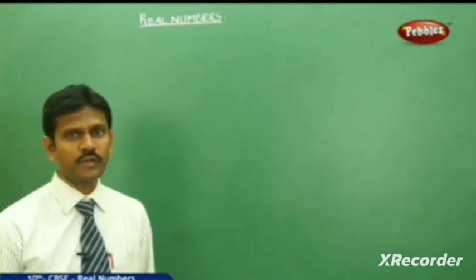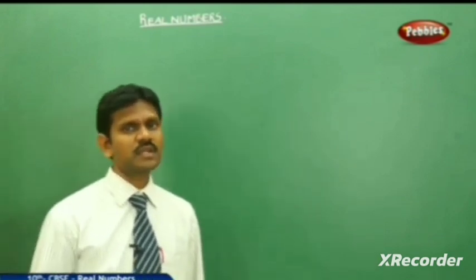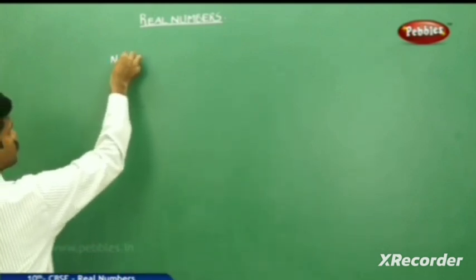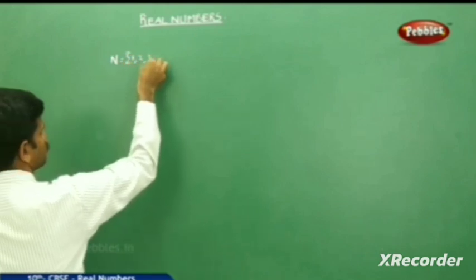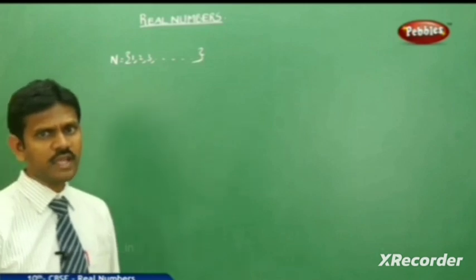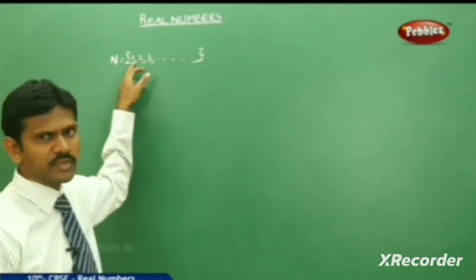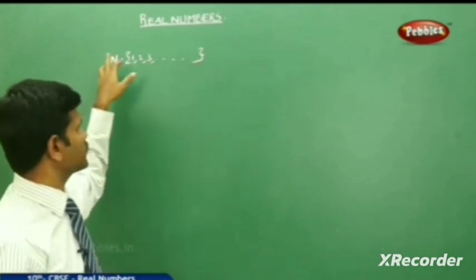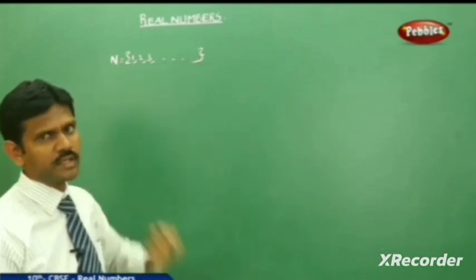At the very beginning, all of you know very well about the natural numbers. Natural numbers are the numbers which we generally use for counting. The least natural number is 1 and the highest number cannot be defined. That is, N is equal to the set {1, 2, 3, and so on}. The set of natural numbers is denoted with capital N.